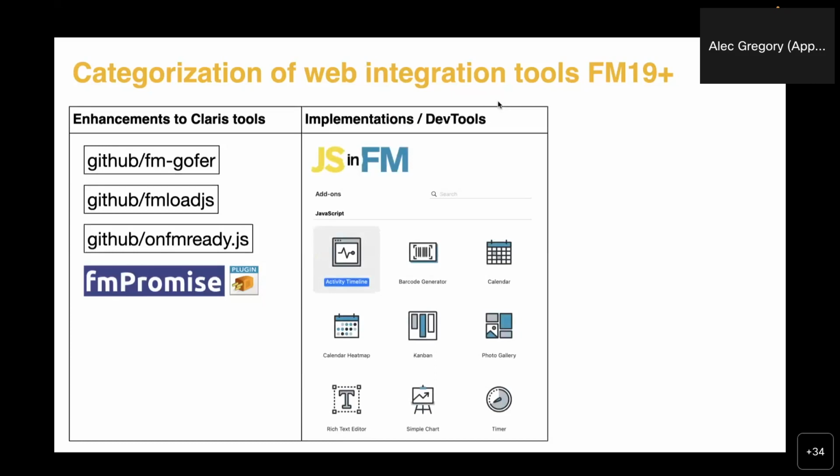So the next category of tool is, obviously there are just implementations based on the tools that exist, and that's really covered by the JavaScript add-ons within the Claris platform. So there's 9 of them that you can see in the screenshot there, and you can dig into those if you want and see how they do things, but they're basically just leveraging the tools that add functionality. And then more in the dev tools area, I've highlighted JS in FM. I see Jeremy's here, which is great.